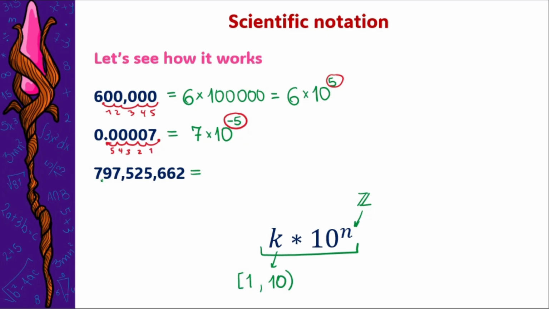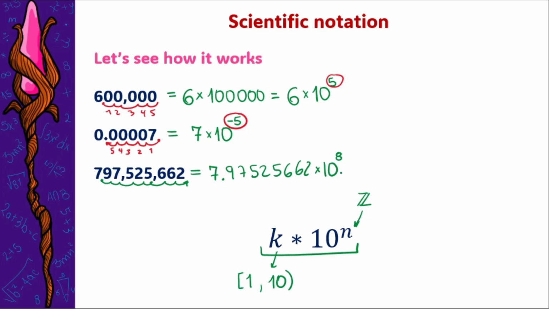So we are going to have to move 1, 2, 3, 4, 5, 6, 7, 8 places the decimal point. So it's going to be 7.975256662 times 10 to the 8 because it was 8 places that we moved the decimal point. But this doesn't make sense, right? Because we wanted to write it in a compressed way, and this is actually longer than the original.